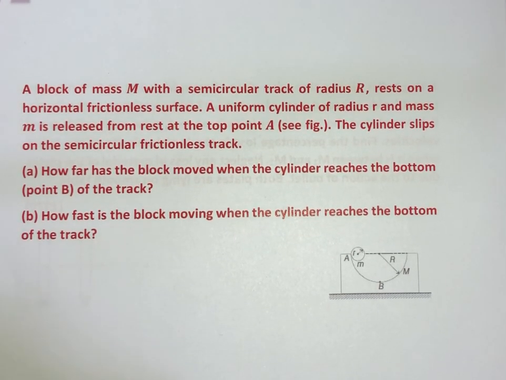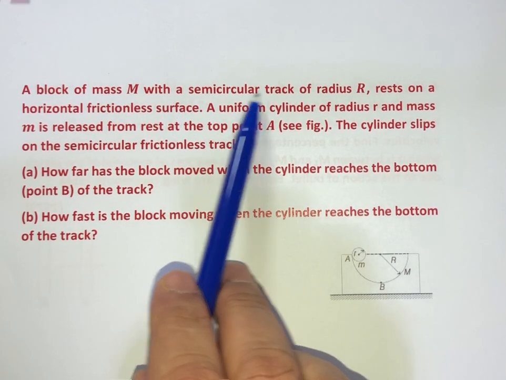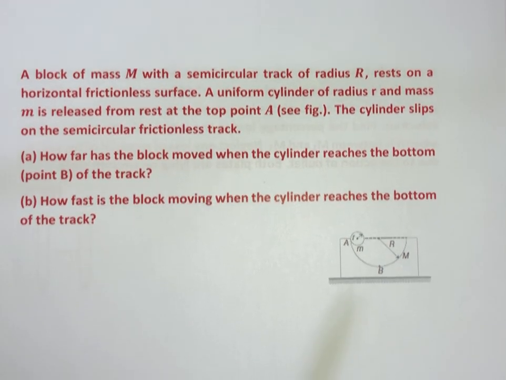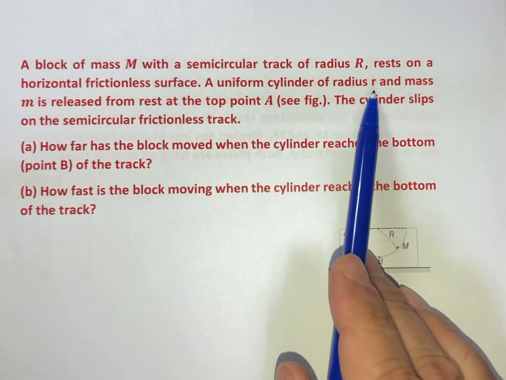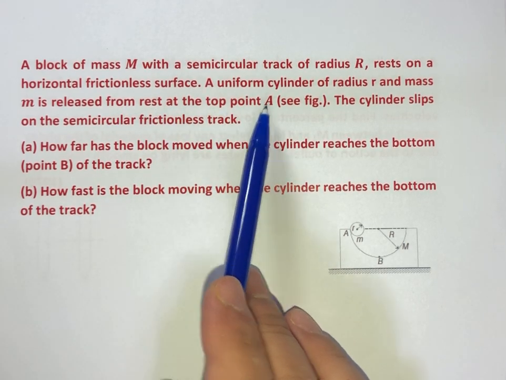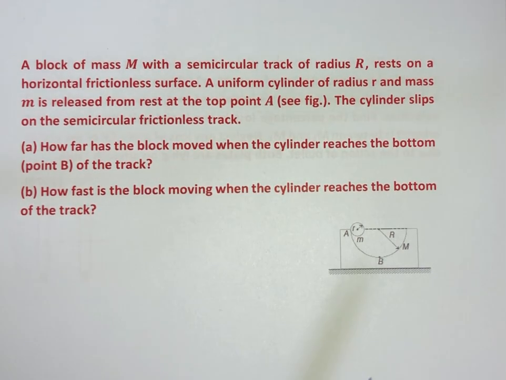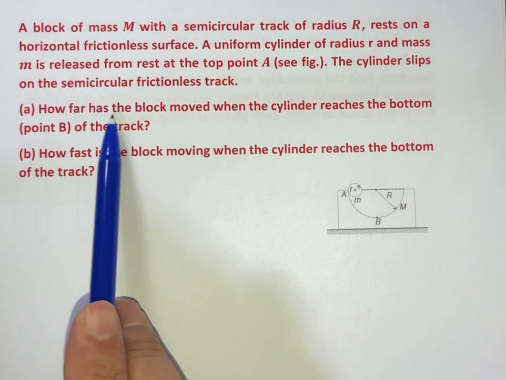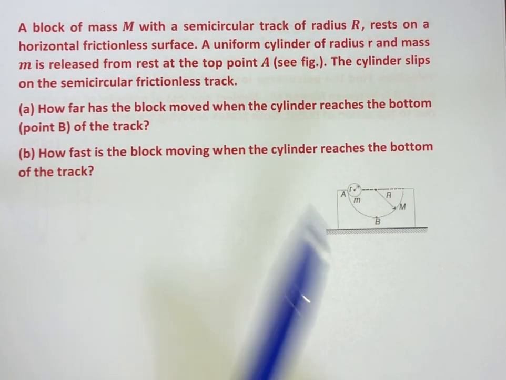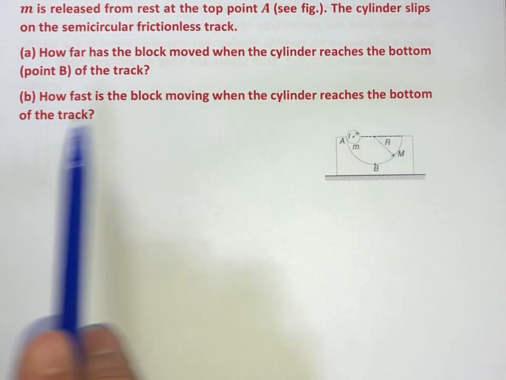Hello friends, today's question. A block of mass M with a semicircular track of radius R rests on a horizontal frictionless surface. A uniform cylinder of radius small r and mass small m is released from rest at the top point A. The cylinder slips on a semicircular frictionless track. How far has the block moved when the cylinder reaches the bottom point B of the track? And how fast is the block moving when the cylinder reaches the bottom of the track?